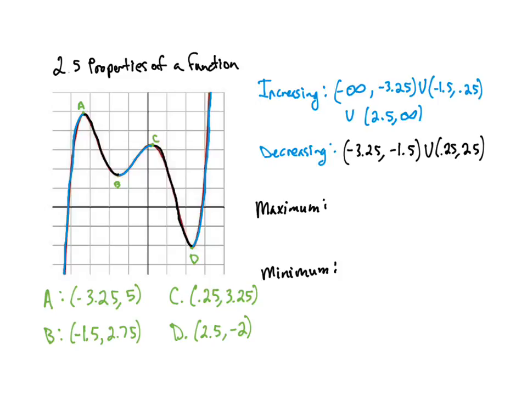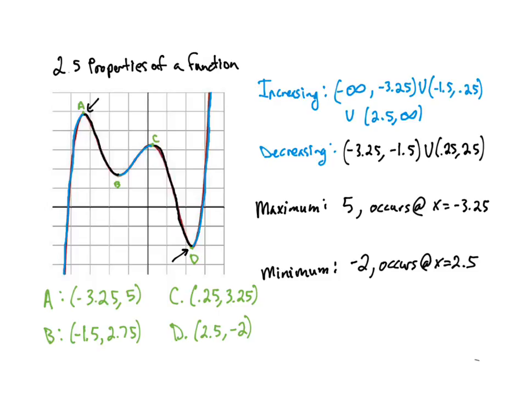Then we want to be able to say what the maximum value is and what the minimum value is. The maximum value is the highest point of the curve, so it's going to be right here. The maximum value corresponds to the y coordinate. So the maximum value is 5, and it occurs when x is equal to negative 3.25. And then the minimum value is down here at D. The minimum value is, rather, negative 2. The minimum corresponds to the y value, and this occurs at x equals 2.5.